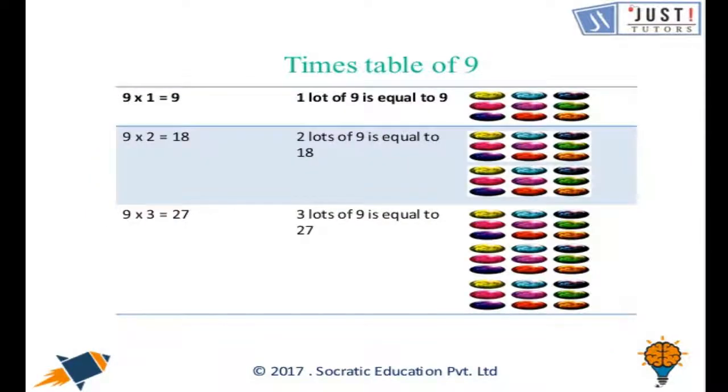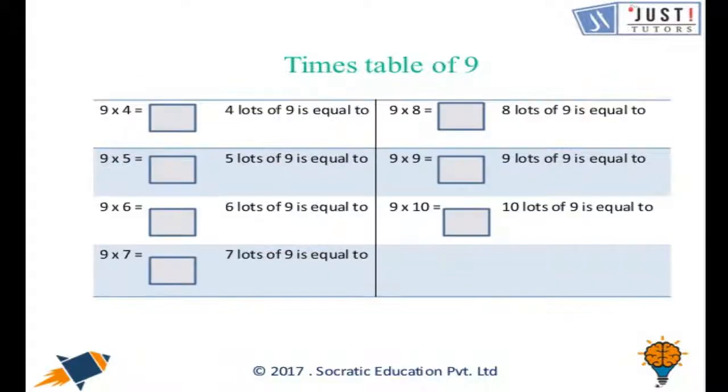Now let us talk about the times table of 9. 9 times 1 is 9, 9 times 2 is 18, 9 times 3 is 27, 9 times 4 is 36, 9 times 5 is 45, 9 times 6 is 54, 9 times 7 is 63, 9 times 8 is 72, 9 times 9 is 81, and 9 times 10 is 90. In the times table of 9 we have added 9 each and every time.